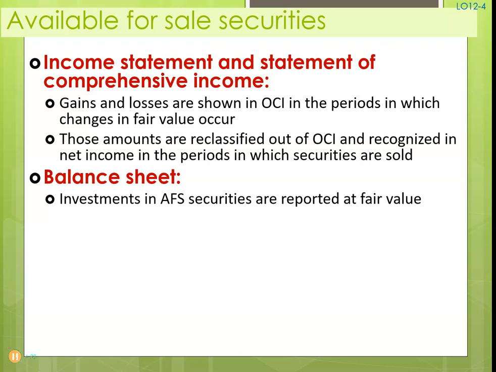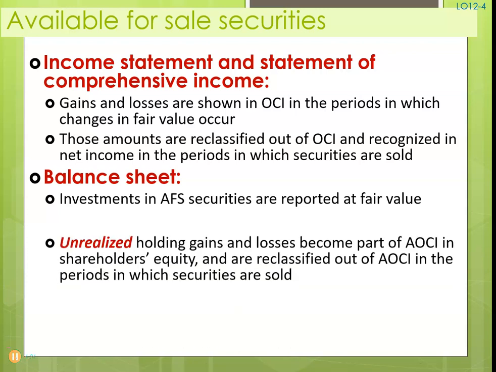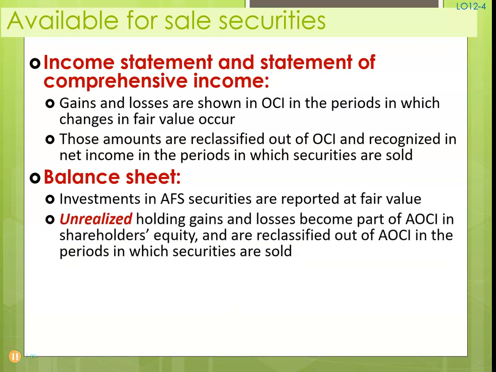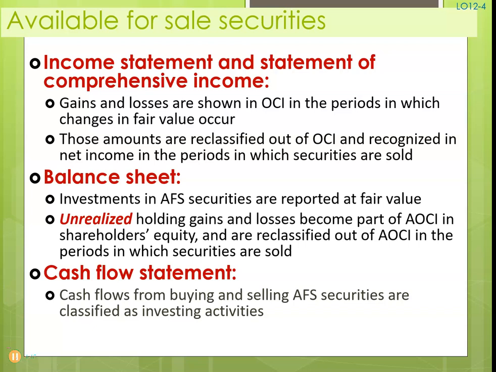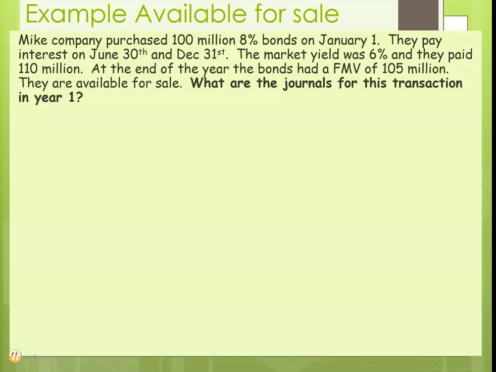On the balance sheet, the investment is going to be shown at fair market value. Unrealized holding gains and losses become part of accumulated other comprehensive income, which is in the shareholders' equity section. Cash flows from buying and selling available for sale securities are classified as investing activity. Again, any interest revenue is part of operations. Now let's look at a problem.